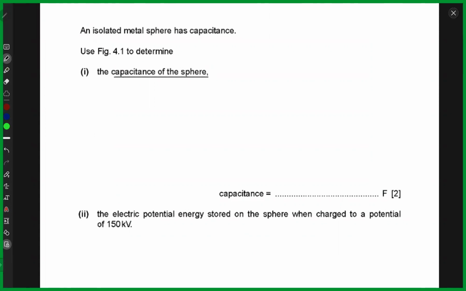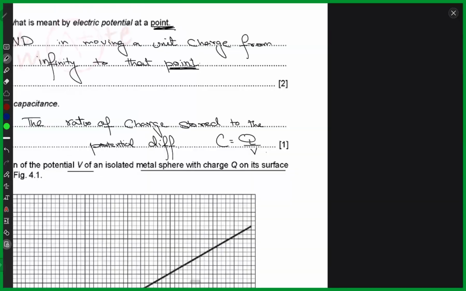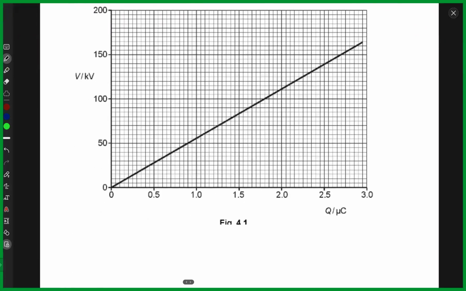So we want to figure out what its capacitance would be. Capacitance is defined as charge divided by voltage. This can also be written as the change in charge by change in voltage. The units are the same. If I find the gradient of this line, or pick any 2 points, I can actually just pick any 1 point on this line.